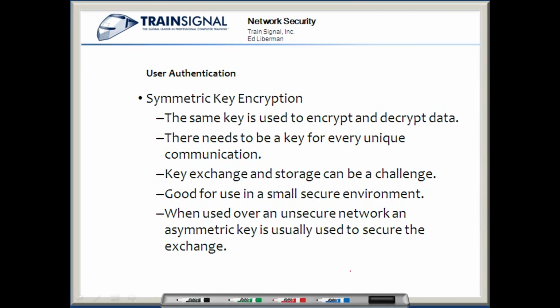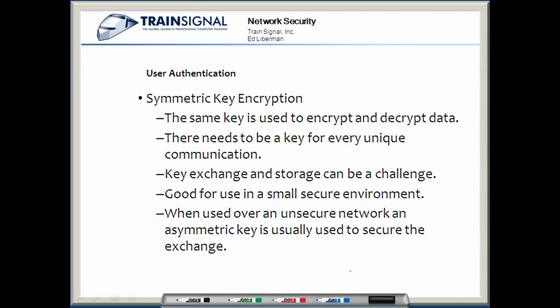When you use symmetric key encryption, there needs to be a key for every unique communication. In order for you and I to communicate securely, we have to agree upon a key. If I want to communicate securely with somebody else, I can't use the same key I'm using with you, or else that someone else would be able to know about our conversations, and you would be able to know about my conversations with the other person. So I would have to have a key for secure communications between me and that other person. And if you want to communicate with that other person, there'd have to be a key for that communication. So there are going to be a lot of keys, and therefore key exchange and storage can really be a challenge.